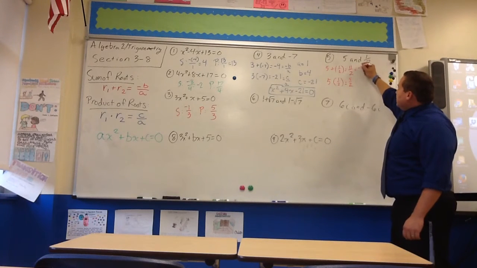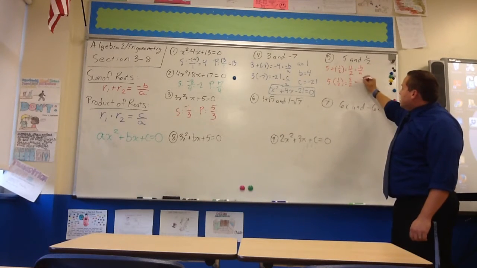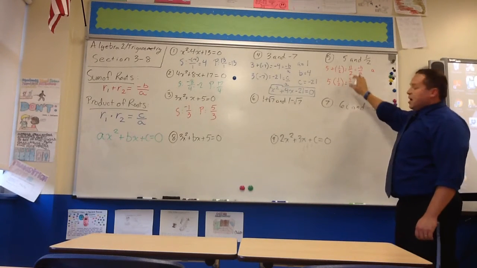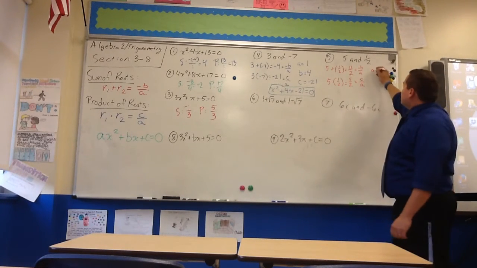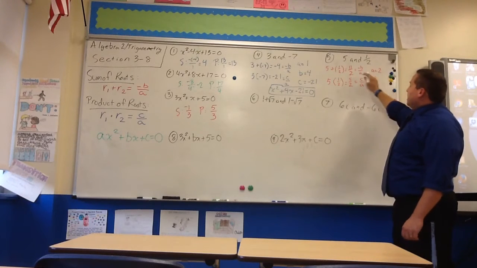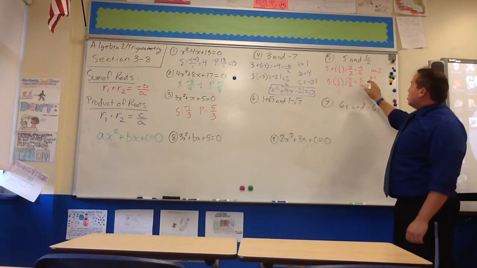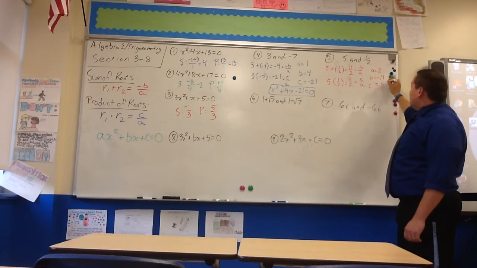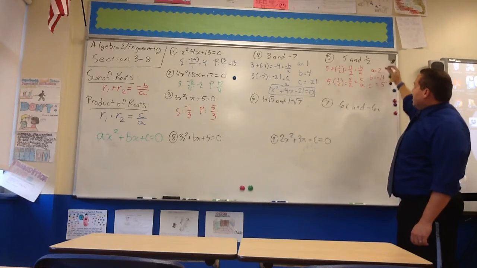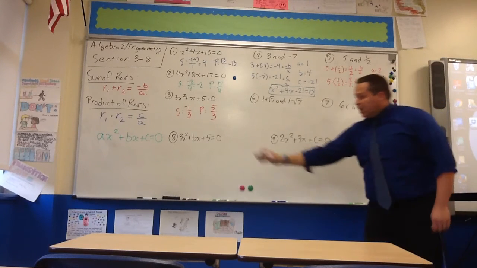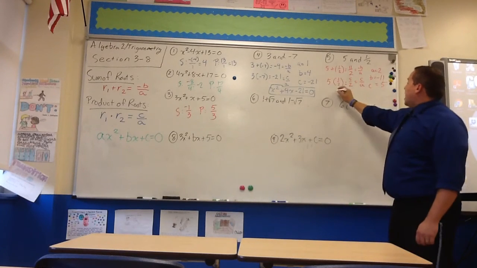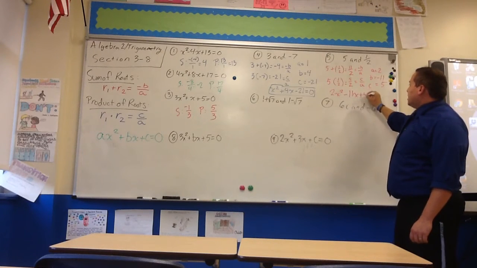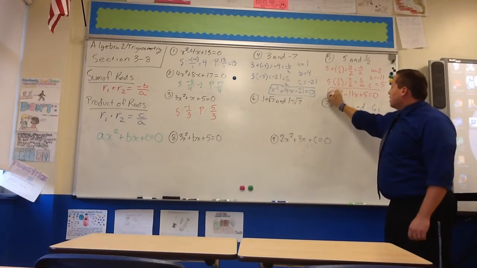So this is equal to the negative b over the a. This is equal to the c over the a. So my a, notice both denominators, is 2. So the a is 2. The negative b is 11, so positive b would be negative 11. And c would equal 5. So when I substitute the a, b, and c into that standard form, I get 2x squared minus 11x plus 5 equals 0.